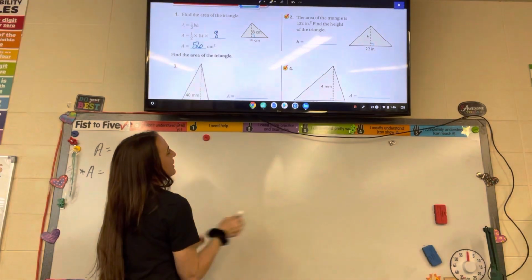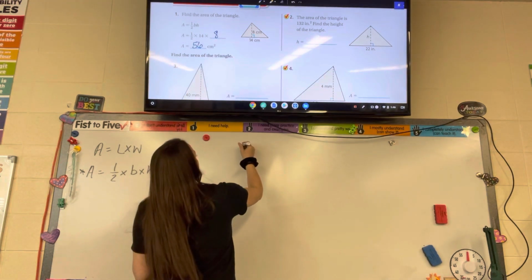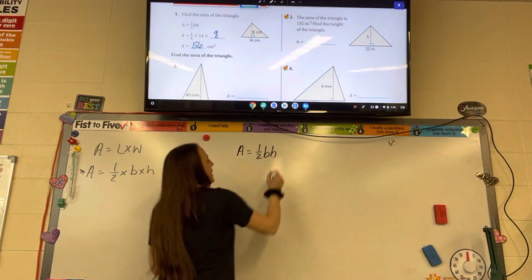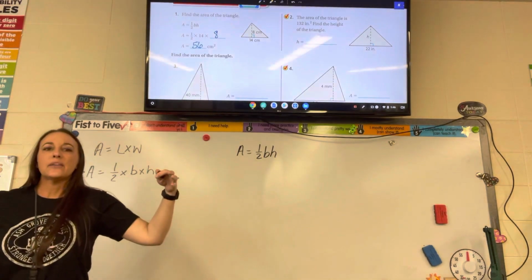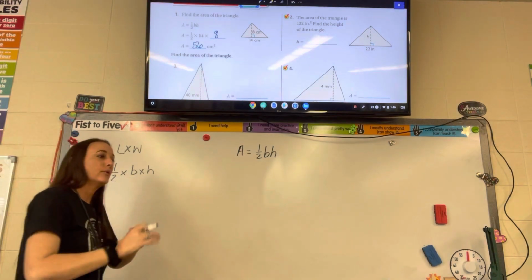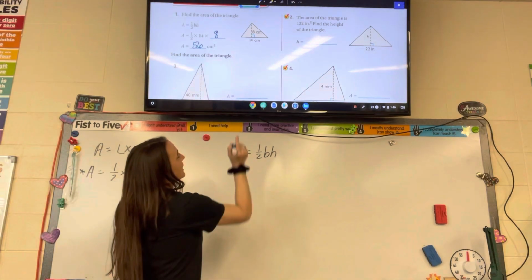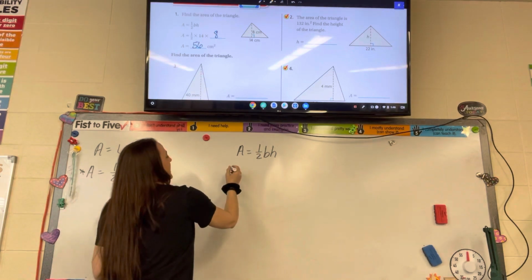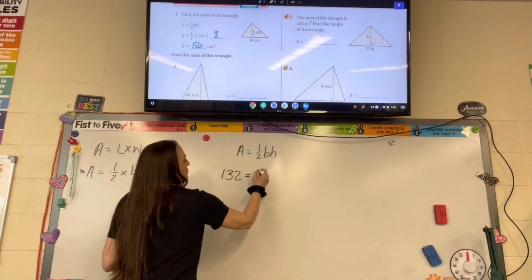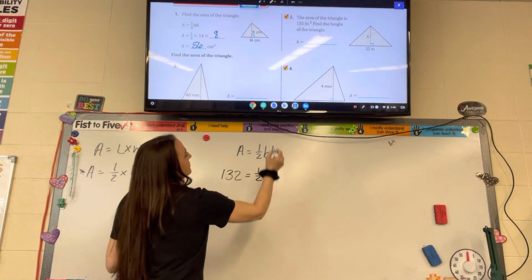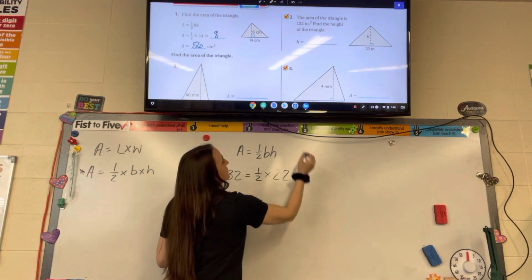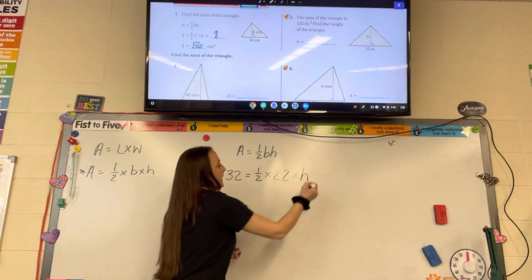On the next one, they want us to find the height, so that's the tougher one when you've got to do some extra steps. So we're using A equals 1/2 B times H. I always write the formula at the top because that way I can plug in as I go through. It's a good idea to always do that. They've given us the area, which is 132 equals 1/2 comes down times, we've got the base, which is 22, times, we don't know what height is, so H.